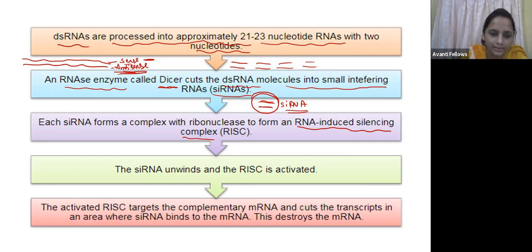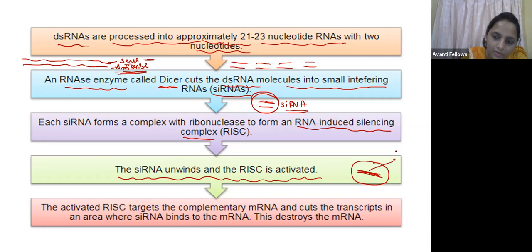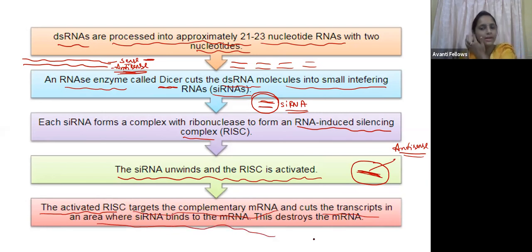See here, guys. The siRNA will unwind and RISC is activated now. So it is like this. Here you are seeing there is a double strand present, right? Now this RISC complex has only one strand of the RNA, that is antisense. Okay, so now what will happen? This activated RISC targets the complementary mRNA and cuts the transcript in the area where the siRNA binds to the mRNA.